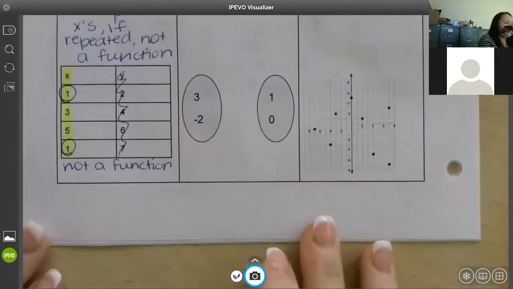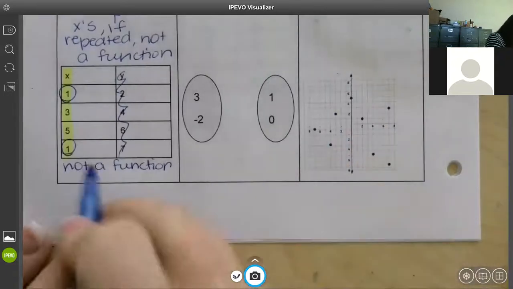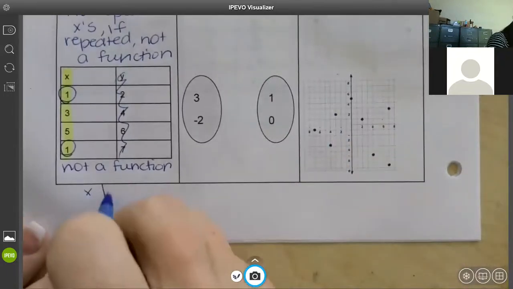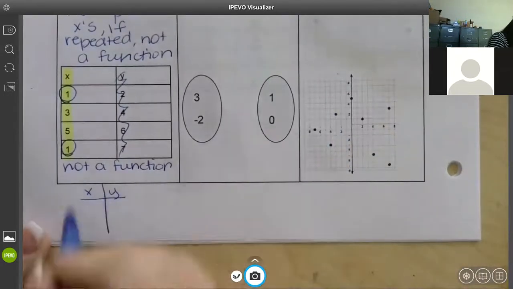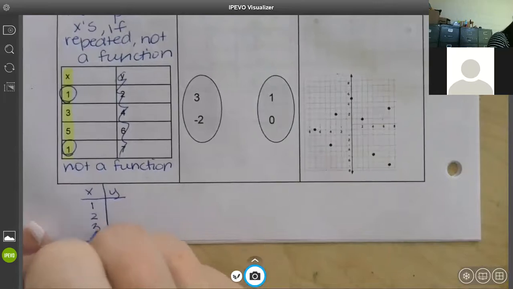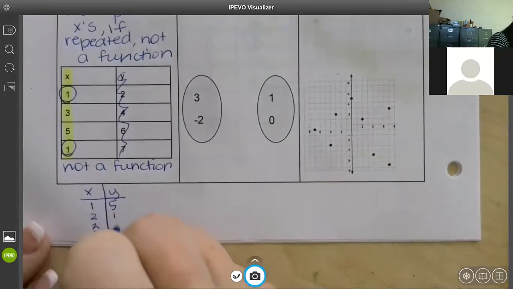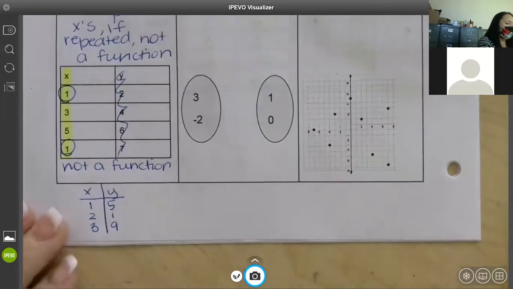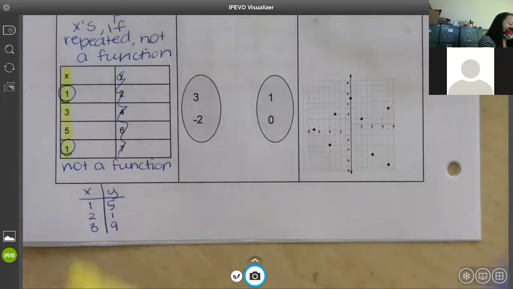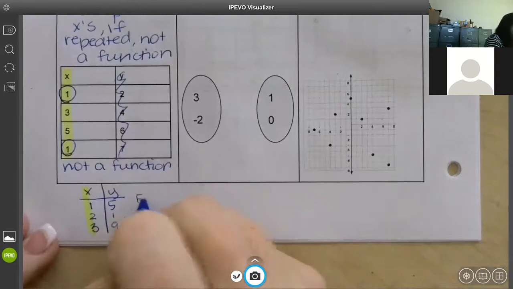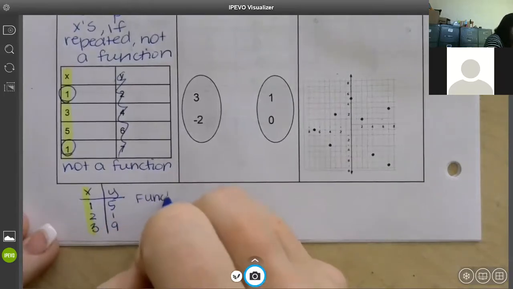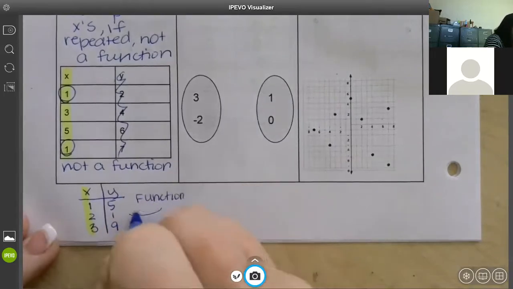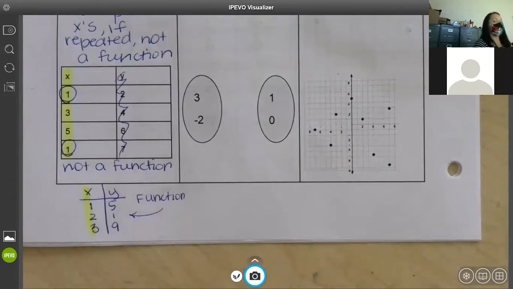Right below it, I'll give you an example of a function. This is a new one. If you look at your x column, again, we don't have to worry about our y's. We just look at our x's. No repeats. So this one is a function. Okay, no repeat x's.